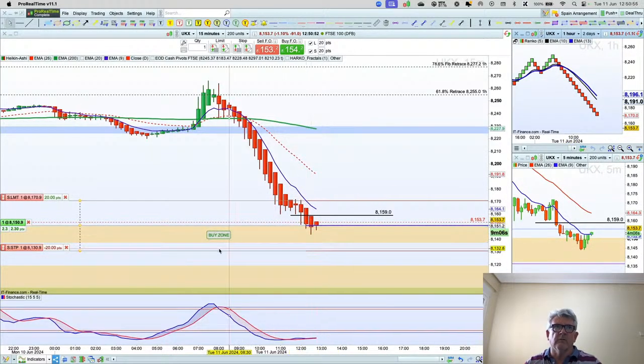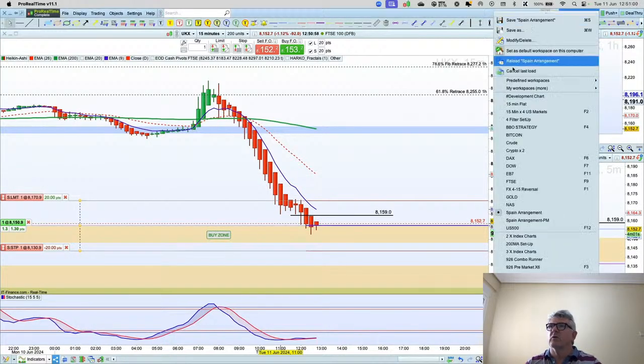We've come off a 4-hour level. We are waiting for a 15-minute bar. We've done the 5-day ATR trade there. Let's just have a quick look at.